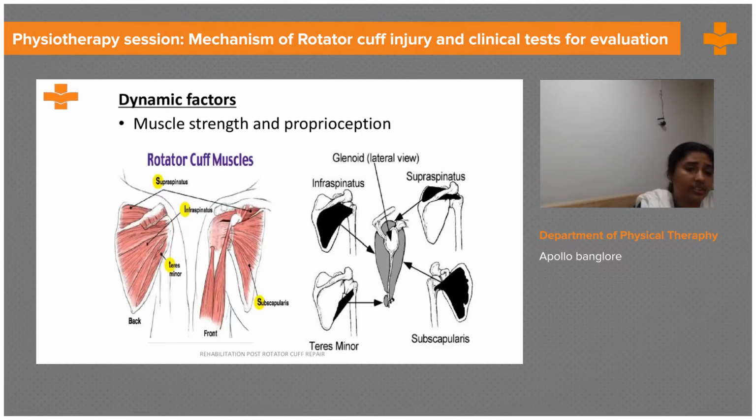So as you all know, there are 4 rotator cuff muscles. Otherwise, it's called 6 muscles. The main rotator cuff muscles are supraspinatus, infraspinatus, teres minor, and subscapularis. These muscles are the main dynamic stabilizers of the shoulder joint.